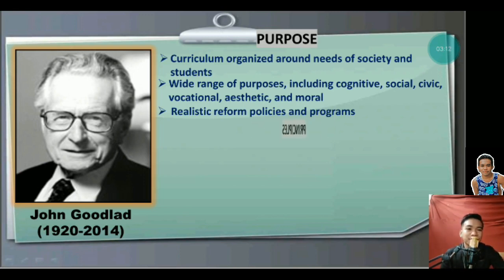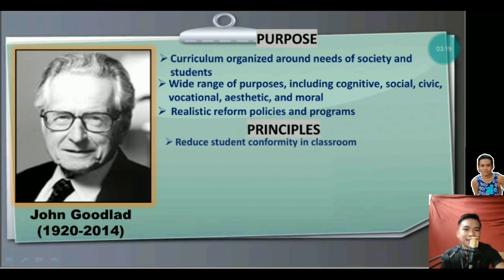Okay, so let's proceed to his principles. First, we have reduce student conformity in classroom. So, as I understand to this principle of John Goodlad, this principle is to fix the student's attitude, which is being go with the flow of what other response. Like for example, the teacher will ask one of her student related to the topic, and the student will give his or her opinion of what he should learn about the topic.